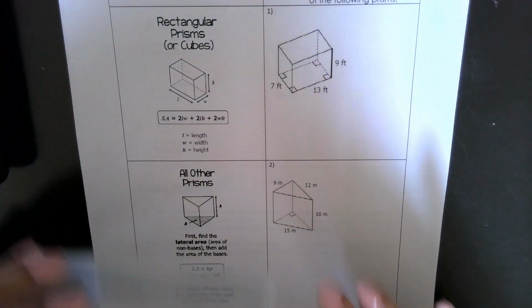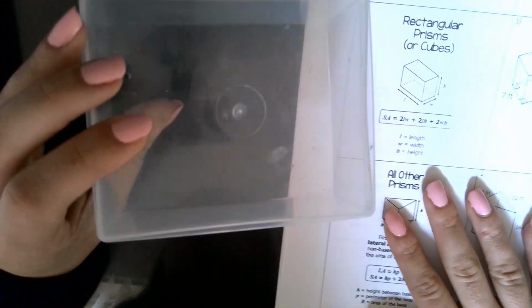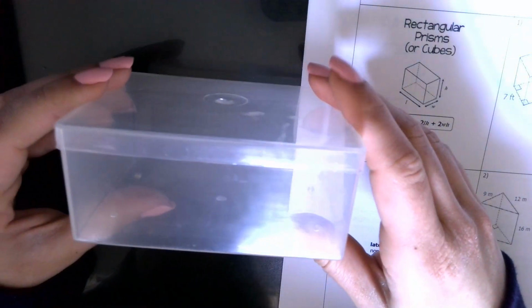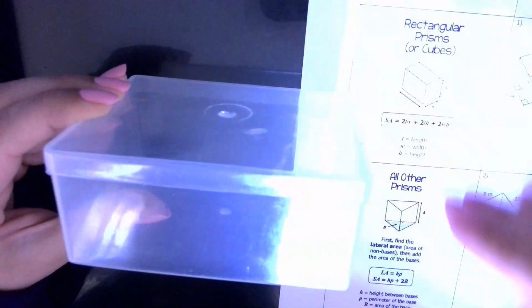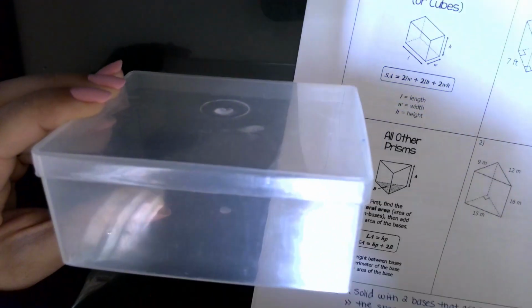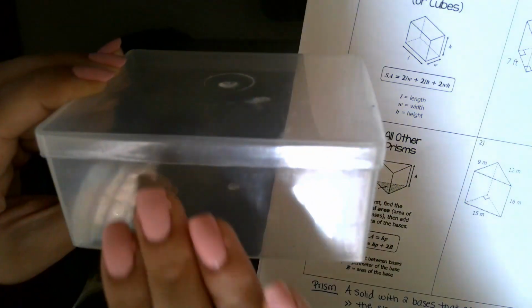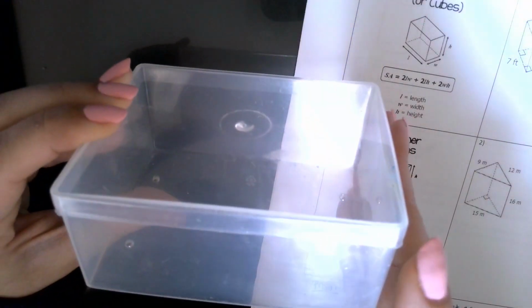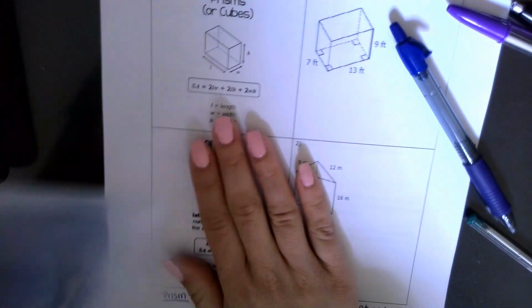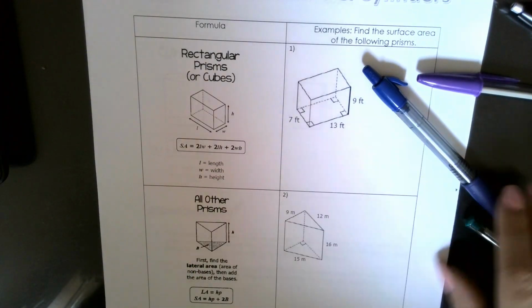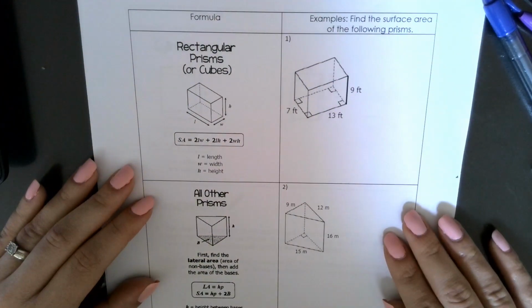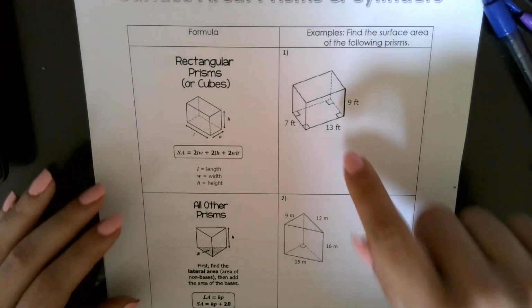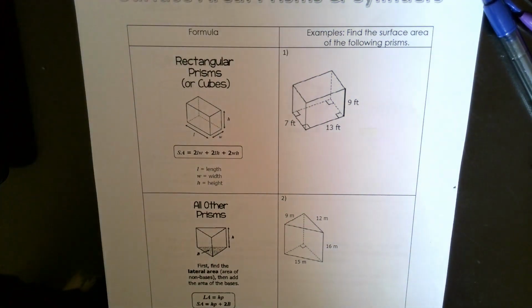So for more of a visual, like here, if I have to find the area of the top, there's one on the bottom. So it's 2 times that. Right here in front, there's one in back. And then I have one side and one side. So that's why you're multiplying them by 2. Okay, so let's go ahead and do this example now. We're going to find the surface area of this rectangular prism.